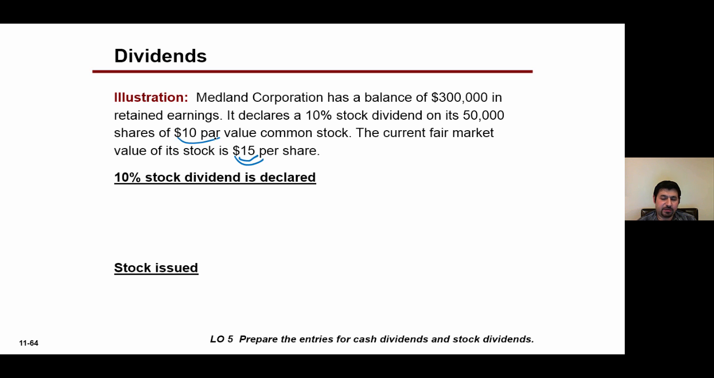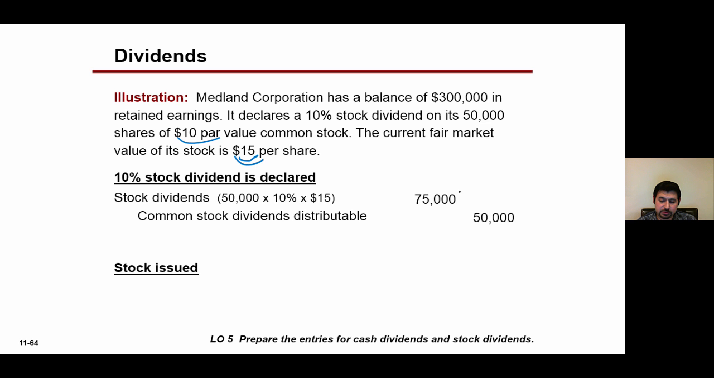This is $10 par value. So the company will be debiting stock dividends 50,000 multiplied by 10% multiplied by $15. That would be 75,000. So basically this is the 10% of the stock dividend, which is 5,000 shares. This is 10% of 50,000 shares, so it's 5,000 shares multiplied by $15. This is per fair market value. So this is according to the market value.